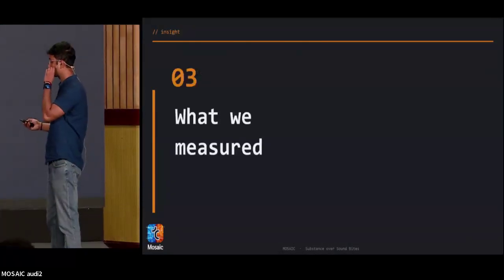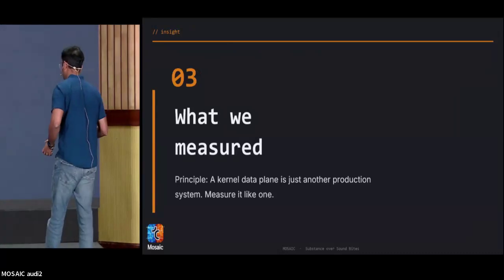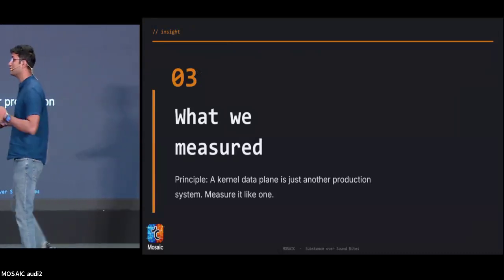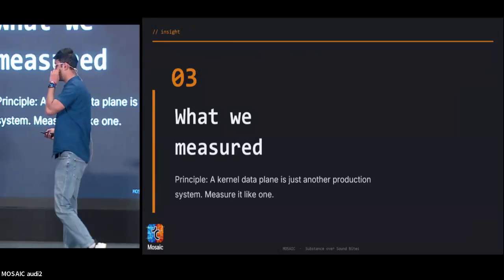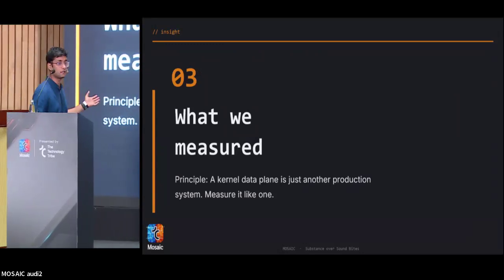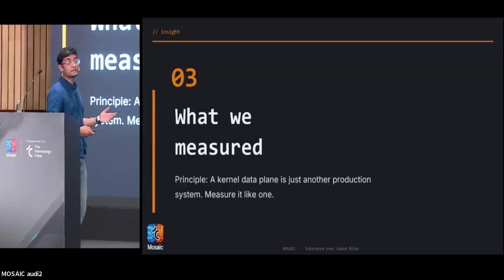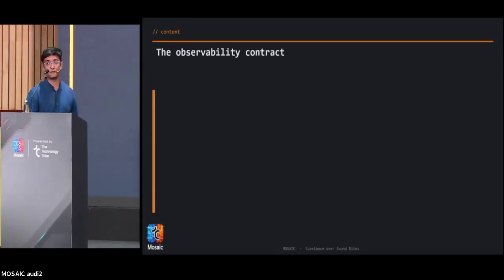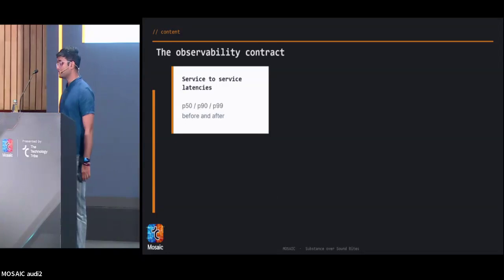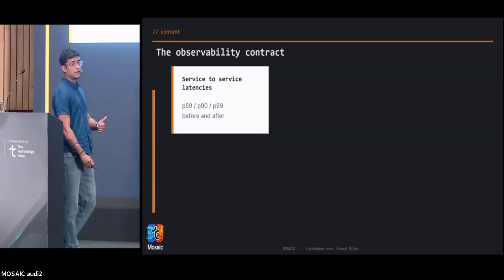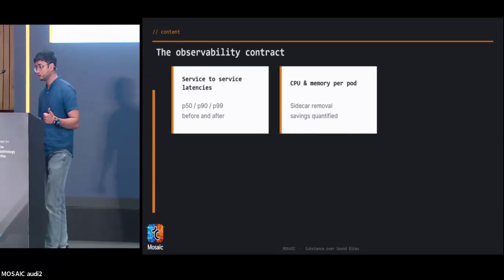What we measured. We thought of the kernel data plane as just another production system, and we're supposed to measure it like one. We cannot say that because it is lower in the kernel, let's not measure it, because it's a very sensitive layer in the Linux kernel architecture. If something breaks, it could take the entire Kubernetes node down. So that was the observability contract we had when deploying this. We are supposed to measure service to service latencies. There should be significant improvement because there's no sidecar, and there's no iptables as well.